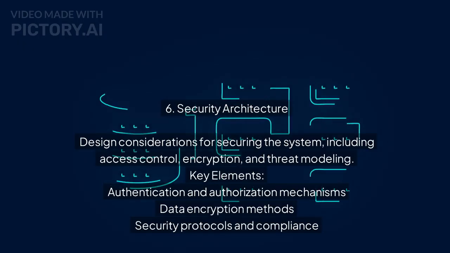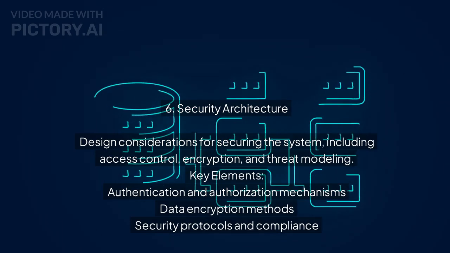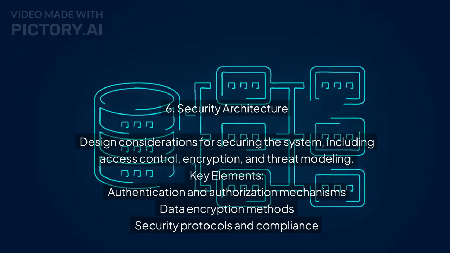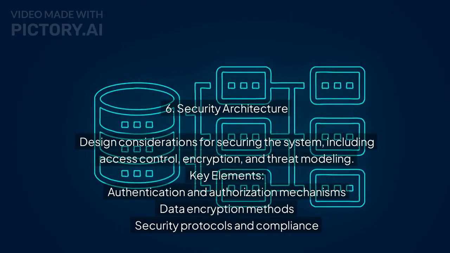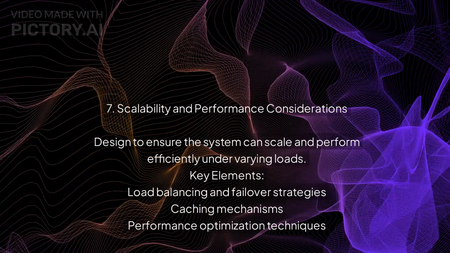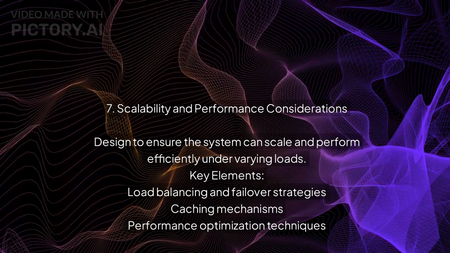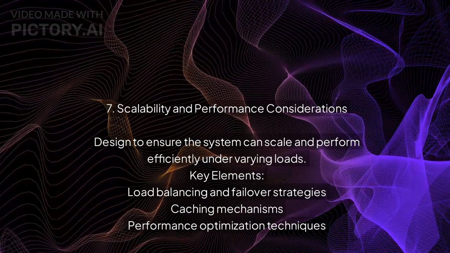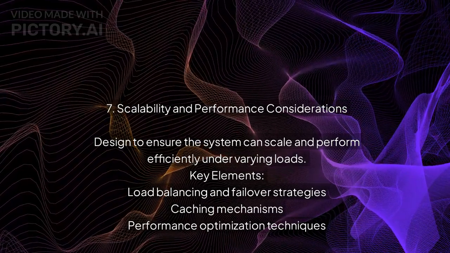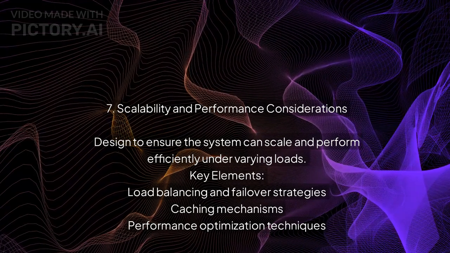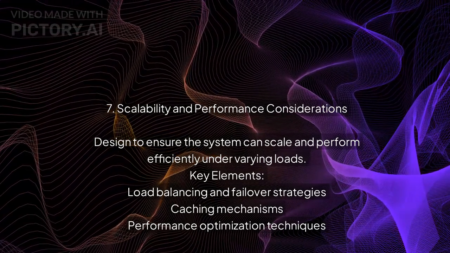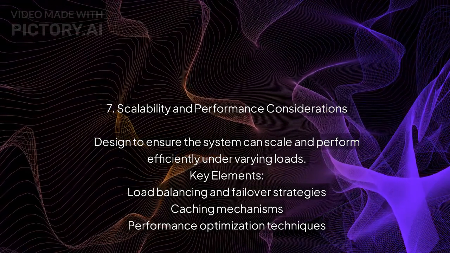6. Security architecture: design considerations for securing the system, including access control, encryption, and threat modeling. Key elements: authentication and authorization mechanisms, data encryption methods, security protocols and compliance. 7. Scalability and performance: considerations designed to ensure the system can scale and perform efficiently under varying loads. Key elements: load balancing and failover strategies, caching mechanisms, performance optimization techniques.